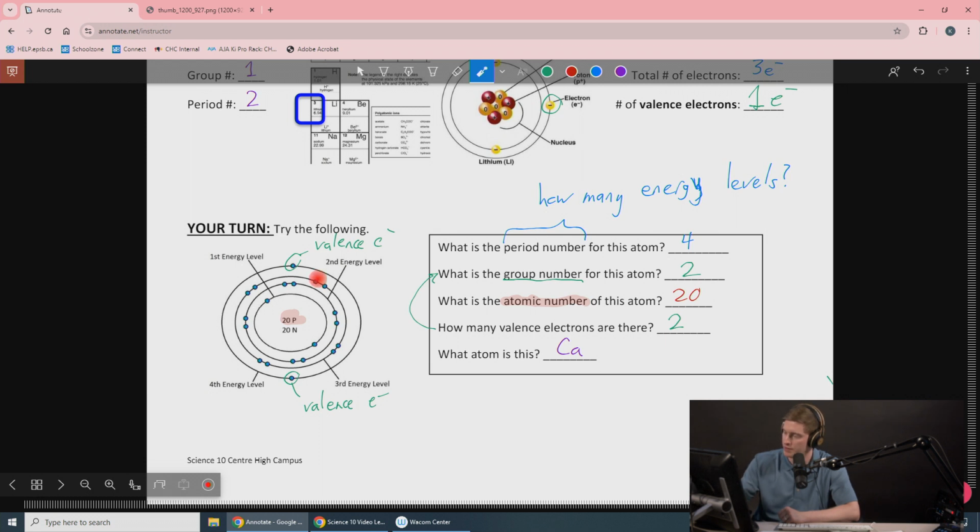In the third level, we have 1, 2, 3, 4, 5, 6, 7, 8. That would bring our total up to 18. And then we have these 2 valence electrons, which means the total number of electrons in calcium is 20, which matches our atomic number.